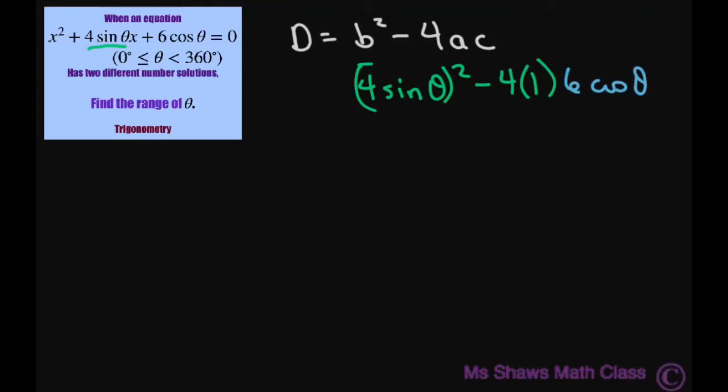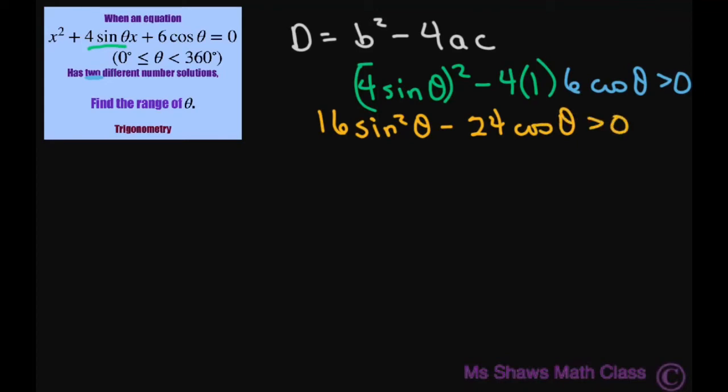Now, we want this to be positive because we have two different solutions. And we want real solutions. We do not want imaginary solutions. All right, so simplifying this, we're going to get 16 sine squared of theta minus 24 cosine of theta, and it has to be greater than 0.